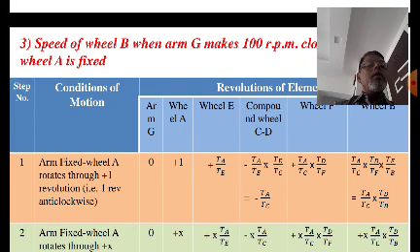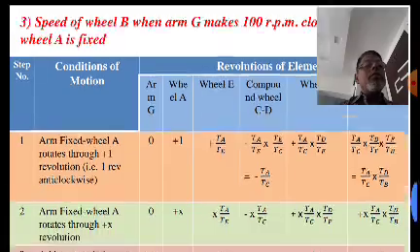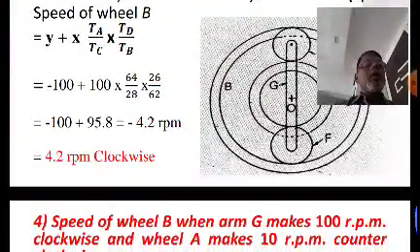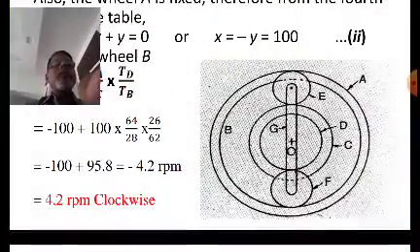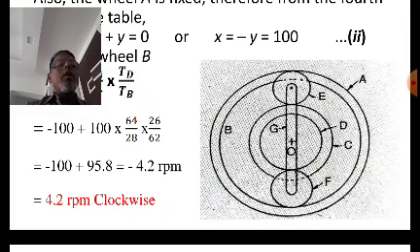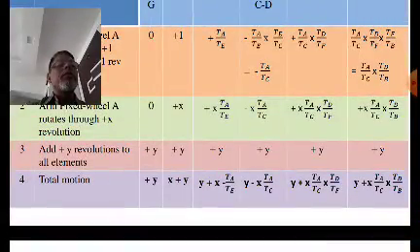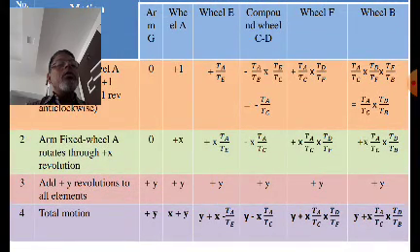Now when the gear D meshes with F, D was rotating in the clockwise direction, so F will definitely rotate in the anti-clockwise direction. So the motion for F is anti-clockwise, that means plus. Now how to write that revolution? TA by TC into TD by TF, right? So this is the motion for the wheel F.